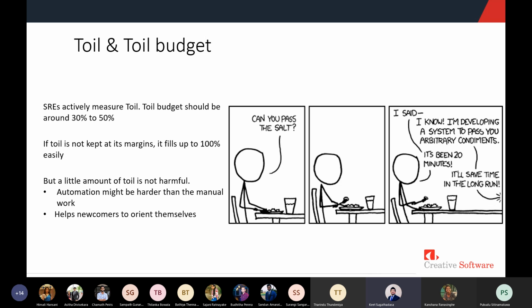And automation might be harder than the manual work. Sometimes for a small task, if you try to automate it using 5 or 6 days, it's in vain. You need to understand that a compromise has to be made. And also sometimes this toil, this manual work, helps newcomers to get an orientation. When they do it manually at least once, they understand how the system actually works. So in that sense, it's actually important.